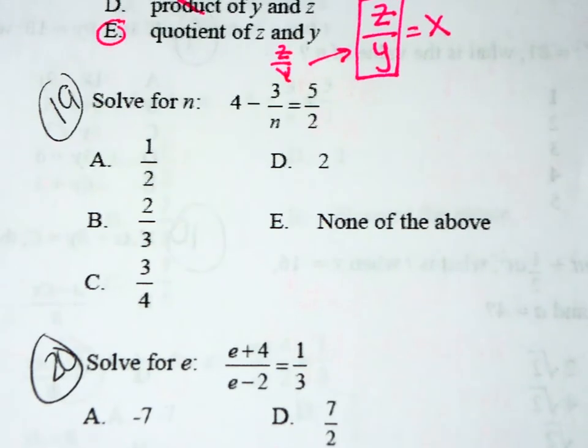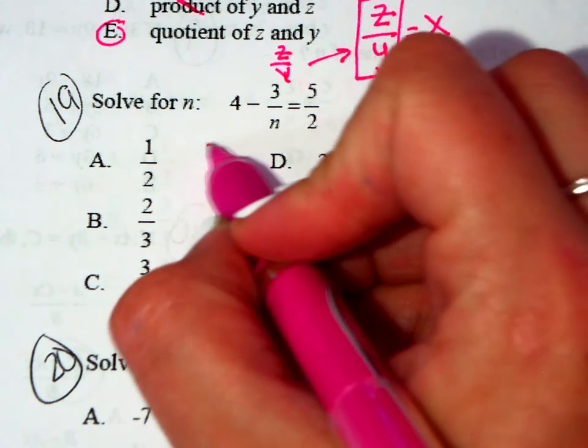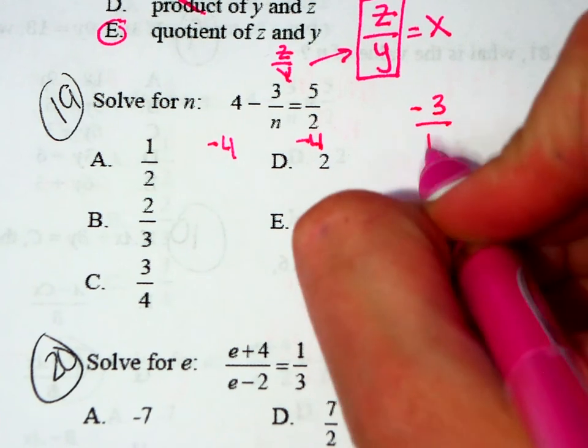All right, number 19. This problem, I would not try to stress myself out trying to find a common denominator because you have a letter in there, and you're actually going to probably spend more time trying to do it that way. What I would do is just treat this problem like normal. I would just subtract 4. So I'd have negative 3 over n equals.